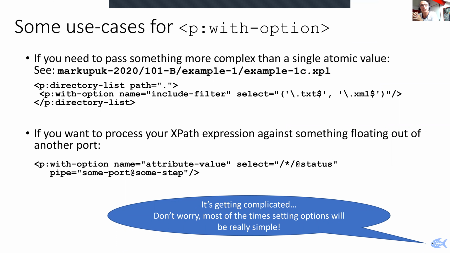Let's have a look at some use cases for p:with-option. One of the things where you do need with-option and cannot use attributes is when you pass something more complex than a single atomic value. For instance, there is a step called p:directory-list that, no surprise, creates a directory list, and it has an include-filter option, which is a sequence of strings. Now, if you want to pass more than one string to this option, you need to use p:with-option. There is also an example there. I'm not going to run it, but you can run it for yourself if you want to.